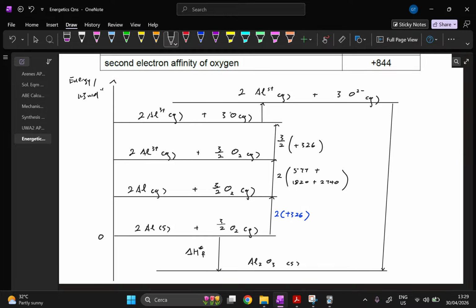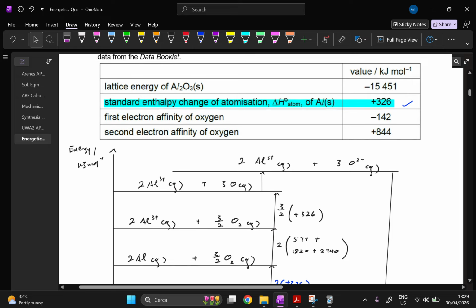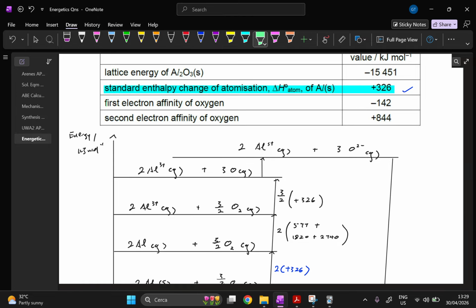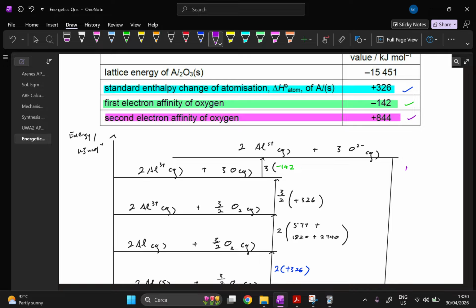Okay? And then to go from here to here, I'm going to want to use my electron affinity. So we can come here, my first electron affinity and my second electron affinity. So I'm going to use both of these now. And you can see that my first electron affinity is -142 and my second is +844. So once again, I have 3 moles of this. So I'm going to want to -142 plus 844.